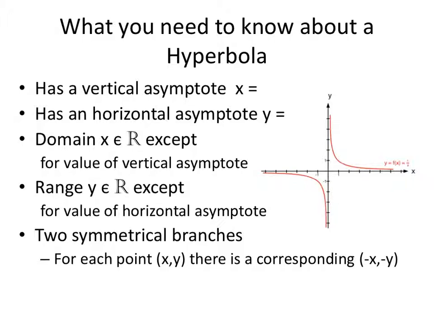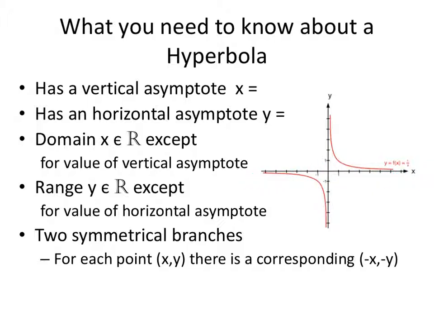So hyperbolas have a vertical asymptote that's an x equals line. So we learned in Algebra 1 that x equals lines are vertical lines. So this graph here actually has an x equals 0 line. They also have a horizontal asymptote, a y equals line. So this is a y equals 0 line, because that's where the asymptote occurs.